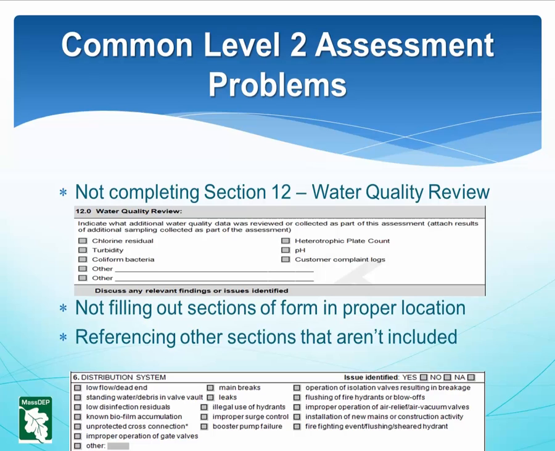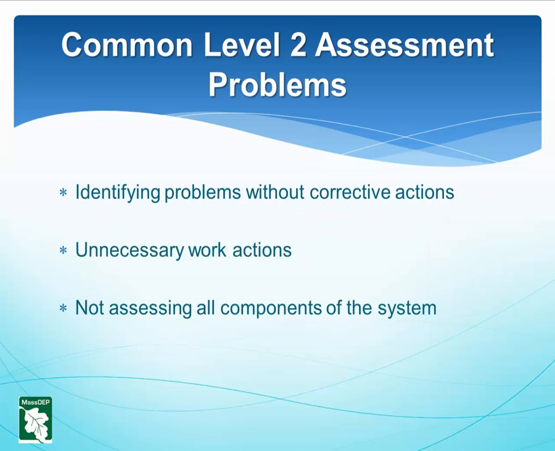More common Level 2 assessment problems include not filling out sections of the form in the proper location, in the boxes on the pertinent sheets, and referencing other sections where additional details should be, but are not provided. For example, the assessor stated, "See action plan," rather than describing the issue in the section of the form. It's often helpful for an assessor to attach documents describing an issue in greater detail, but that assessor may not skip sections not fully detailing identified issues.